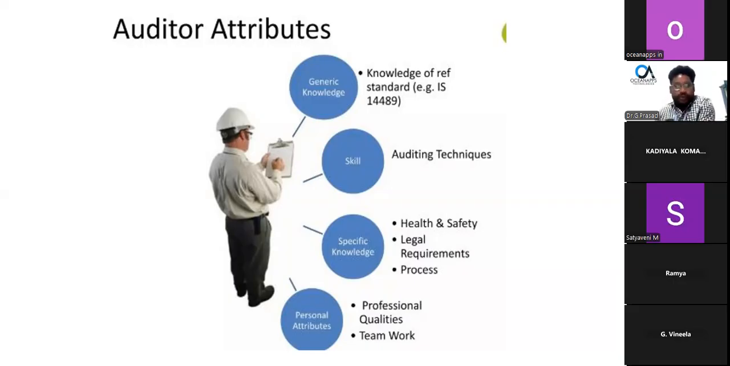The auditor needs knowledge about the standards. That means, as we already told in the first one, IS 14489, Indian Standards, like so many. You must have basic general knowledge about the systems, rules and regulations regarding the auditor. Next, you must have skill in auditing techniques. Third, you must have specific knowledge regarding health and safety, legal requirements, and the process. And last, you must have personal attributes and professional qualities, teamwork.